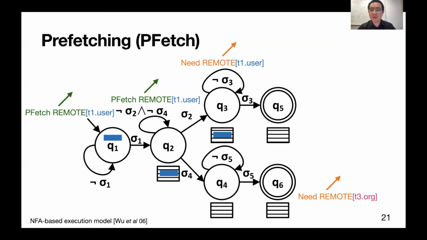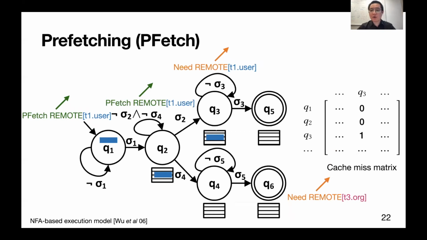To decide the prefetch timing, we consider the recent history of the cache management. And here we maintain the cache miss matrix. Each column is a state that needs remote data, and each row is a possible fetching point. For state Q3, fetching from Q2 and Q1, they both have the cache hit, which means fetching from both Q1 and Q2 is sufficient. Therefore, we choose Q2 to trigger the prefetching. This is because Q2 is closer to Q3 than Q1, and the prediction is more accurate.